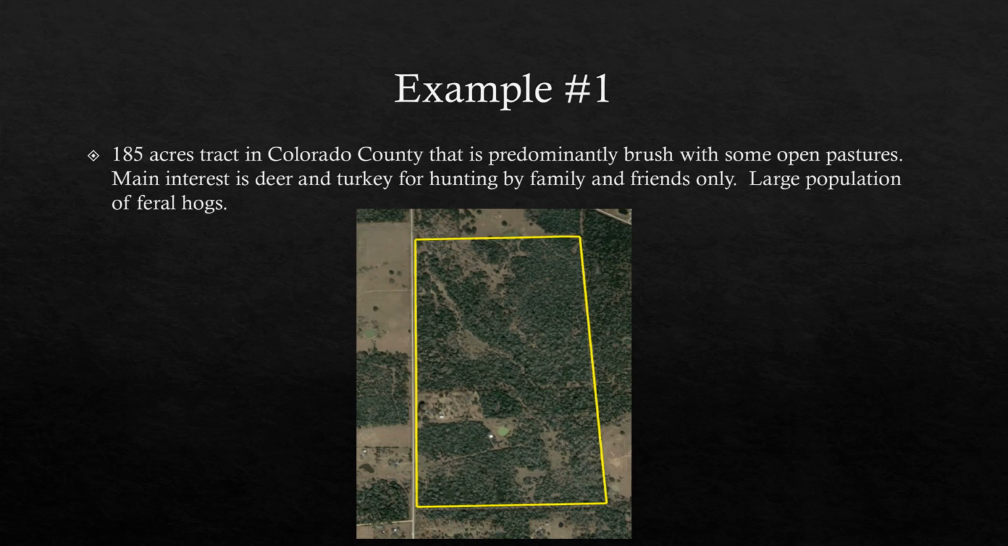So scenario one, we have a 185 acre tract, Colorado County, that is predominantly brush with some open pastures, and the main interest of these landowners is deer and turkey for hunting by family and friends only, and they have a large population of feral hogs.